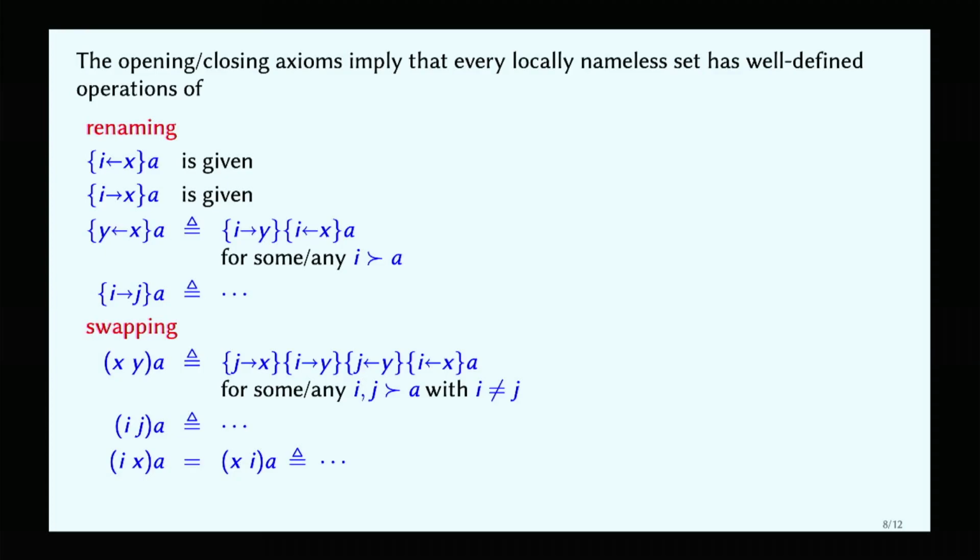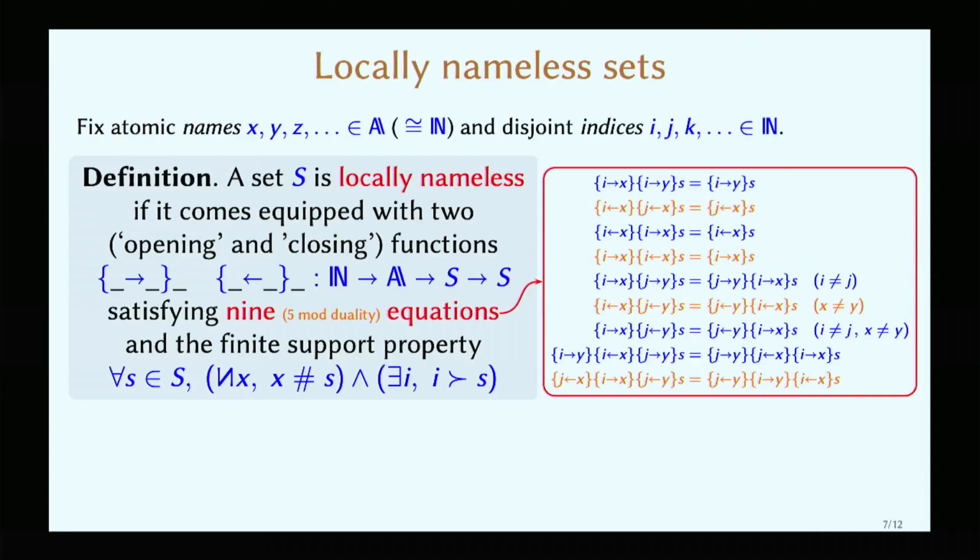So as well as mapping variables to indices or indices to variables, you can rename variables to variables. You just choose some index for which A is locally closed, and there is such a thing because of the finite support property, and get renaming by closing X to I and then opening I to Y, and that definition is provably independent of which I you choose because of actually the last axiom here.